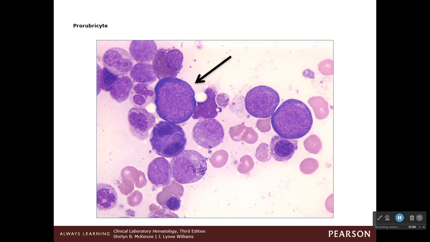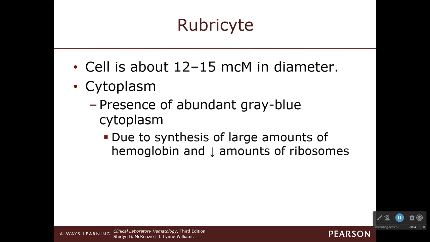And this right here is going to be our next cell. This is a more mature rubricyte that we're going to talk about next as we go. Okay? Questions about that? Anybody? All right. So the rubricyte is the next cell that we're going to make mention of. It is a lot smaller, so we're down to 12 to 15 micrometers in diameter.